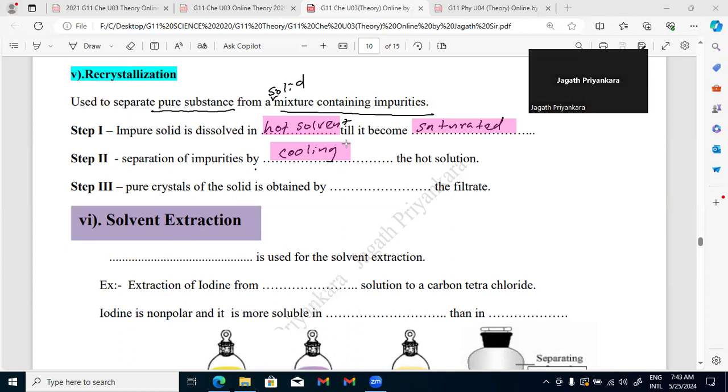You dissolve when it's hot, but when it cools down, solubility drops. The solubility of sugar decreases when it cools, and the crystals will deposit at the bottom. That's what we use here.